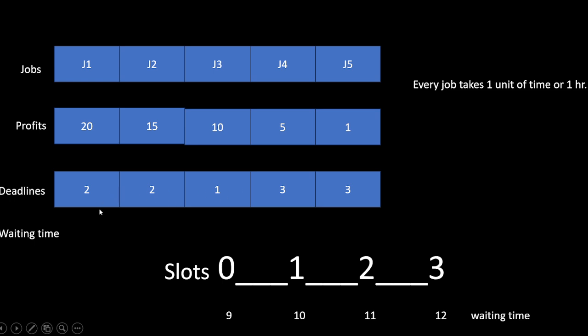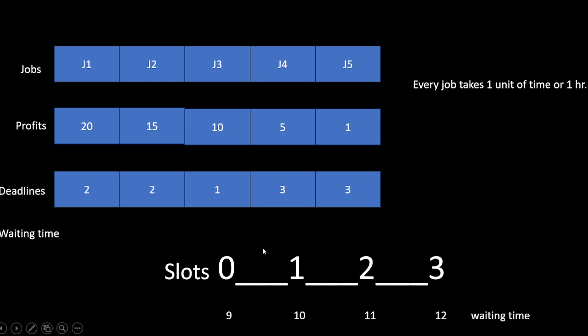These are units. For job 1, you have a deadline of up to 2 hours or 2 units. Job 2, 2 units. Job 3, 1 unit. Job 4, 3 units, and job 5, 3 units. Right now you have three slots: first slot, second slot, third slot. You have to fit the jobs in 3 slots, meaning only 3 jobs can be fitted. So what are the best jobs with these deadlines, and how do we fit them in the slots?